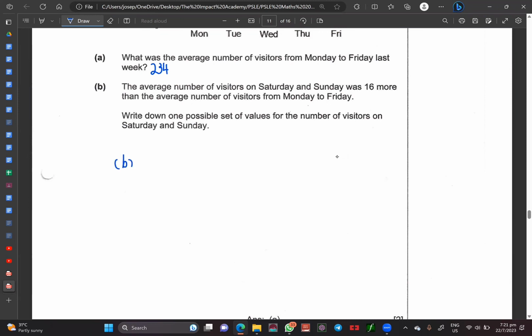But it is for B that is a little confusing. Now for B itself, it says that the average number of visitors on Saturday and Sunday, so we write down Saturday and Sunday, was 16 more. How much more? 16 more. When I see the word more, I need to make sure I add. 16 more than the average of, then the average, so Monday to Friday.